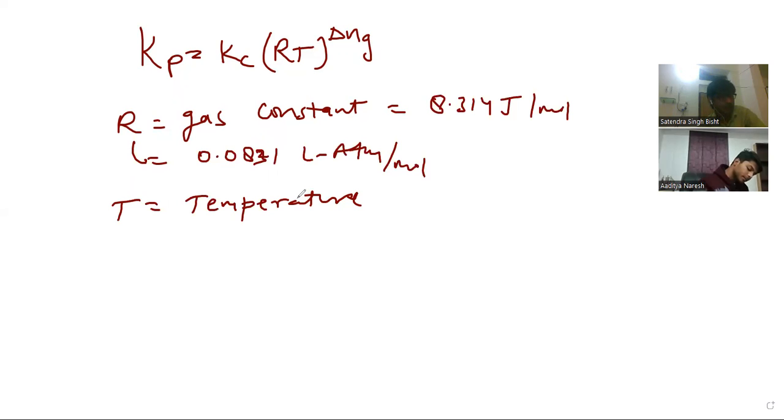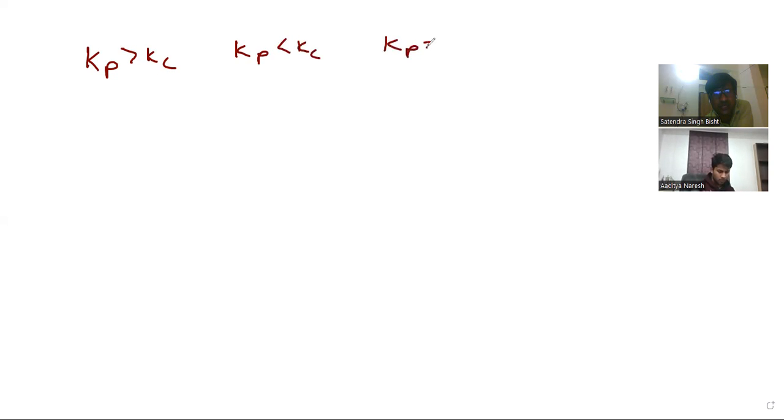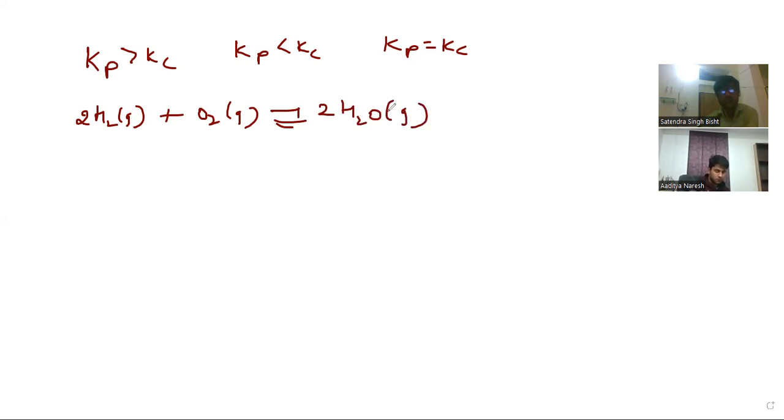Based on this formula, the first question is: tell me in which case Kp is greater than Kc, Kp is lesser than Kc, or Kp is equal to Kc, if the reaction is 2H2 plus O2 gives 2H2O, all in the gaseous state. How can you say that?